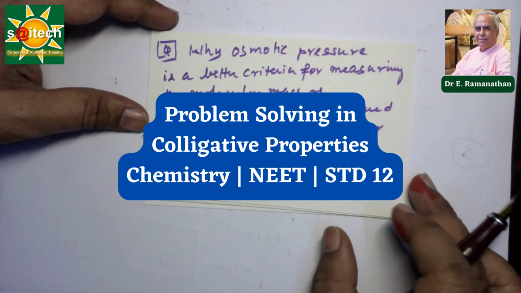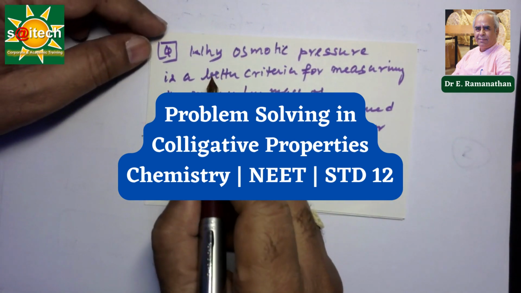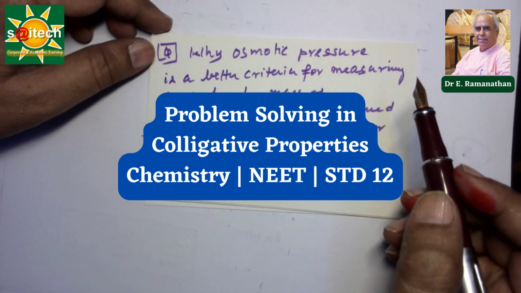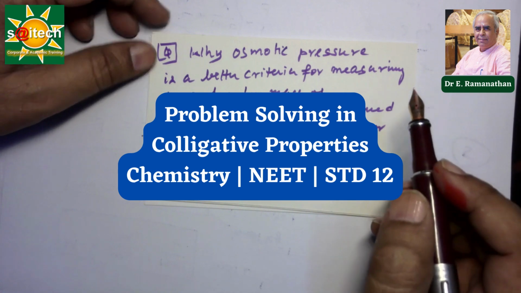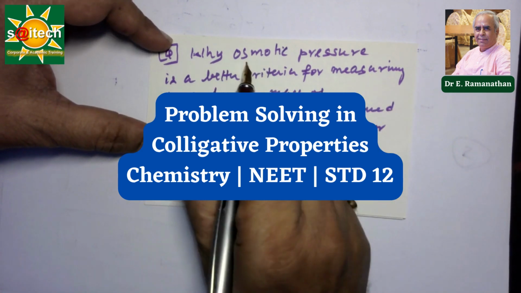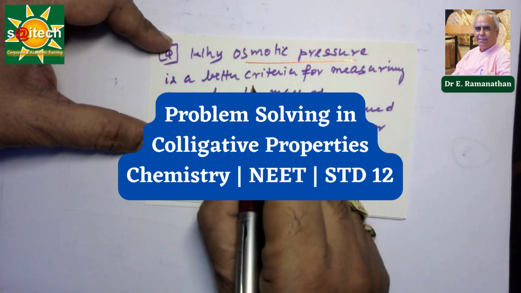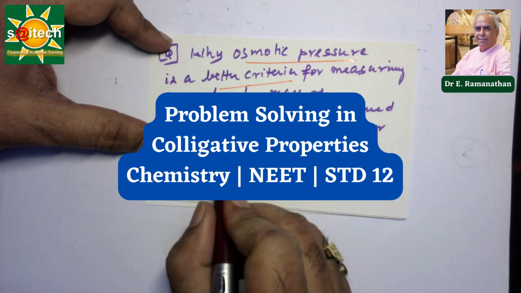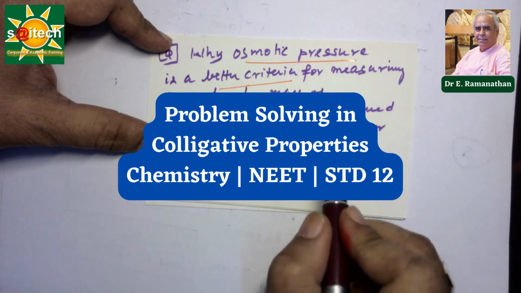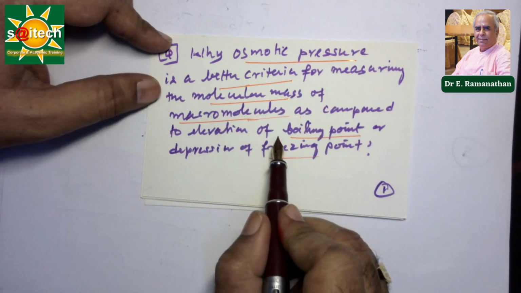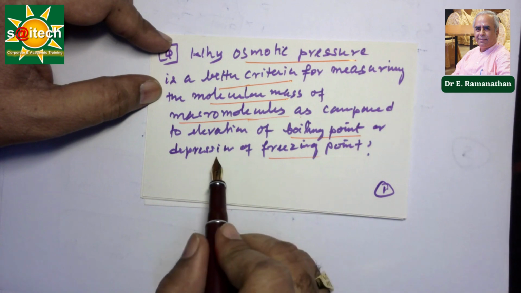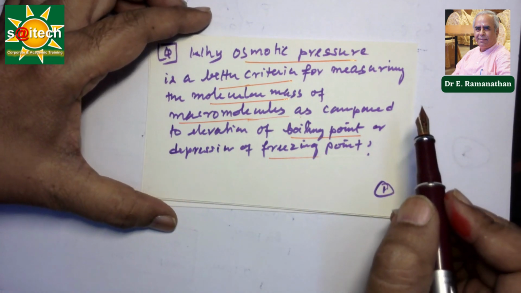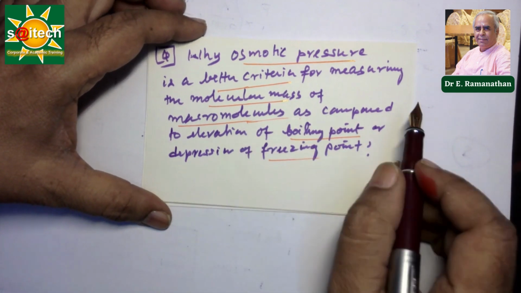Let us consider this question asked in colligative properties, that is, dilute solutions in Chemistry Class 12. Why is osmotic pressure a better criterion for measuring the molar mass of macromolecules as compared to the elevation of boiling point and depression of freezing point? First of all, let us try to understand this question.